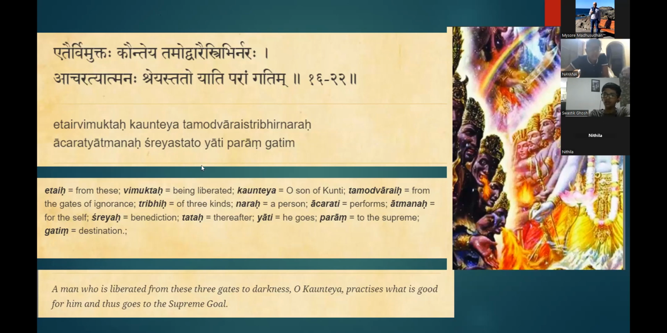Etaih, from these, vimukta, being liberated, Kaunteya, O son of Kunti, tamodvaraih, from the gates of ignorance, tribhih, of the three kinds, narah, a person, acharati, performs, atmanah, for the self, shreyah, benediction, tatah, thereafter, yati, he goes, param, to the supreme, gatim, goal. A man who is liberated from these three gates to darkness, O Kaunteya, practices what is good for him and thus goes to the supreme goal. Can you go to the next slide, please?